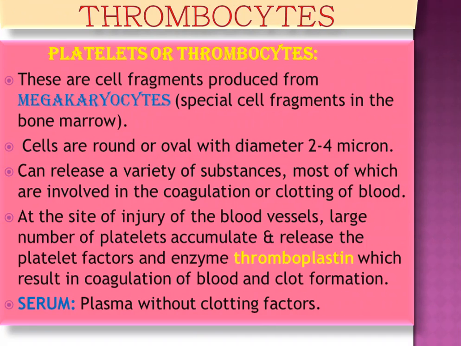Thrombocytes or blood platelets. Thrombocytes are cell fragments produced from megakaryocytes. Megakaryocytes are special cells in the bone marrow. These cells are round or oval with diameter 2 to 4 micrometer. They can release a variety of substances, most of which are involved in coagulation or clotting of blood.